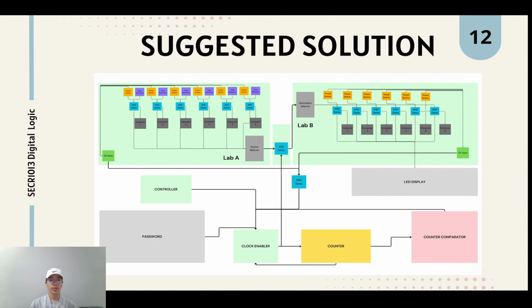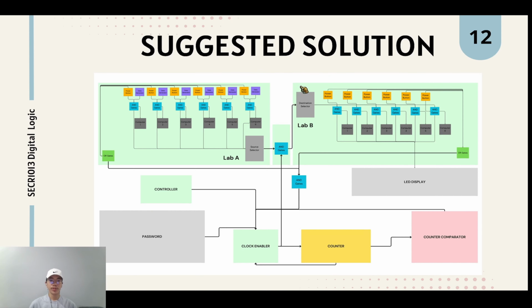Now, we move on to the suggested solution. As you can see displayed on your screen right now is the block diagram of our complete circuit. Firstly, the top left corner. This is lab A, in which 6 computers are connected to a source selector, i.e. a multiplexer. Each computer consists of a power button and a data generator to simulate the generation of the data which will be transmitted. When the power button is switched to 1, which is high, and the data generator is turned on, the data from that computer will travel to the source selector.